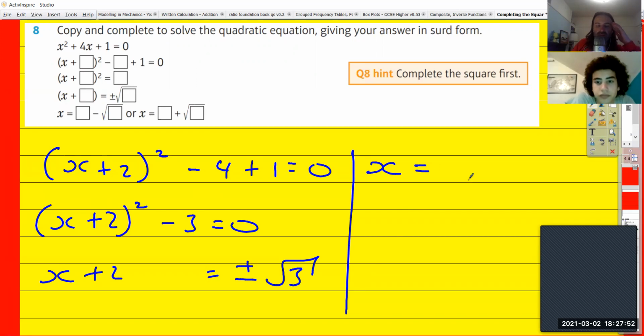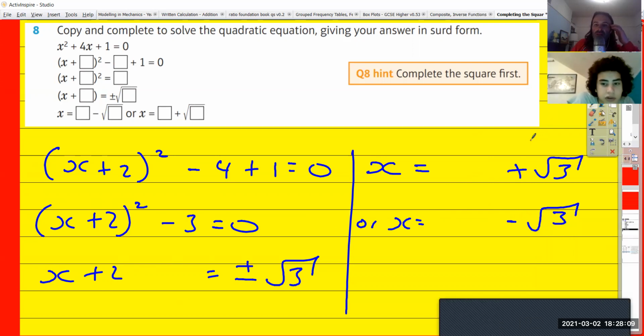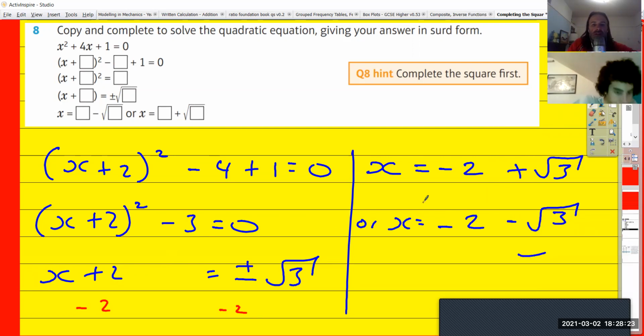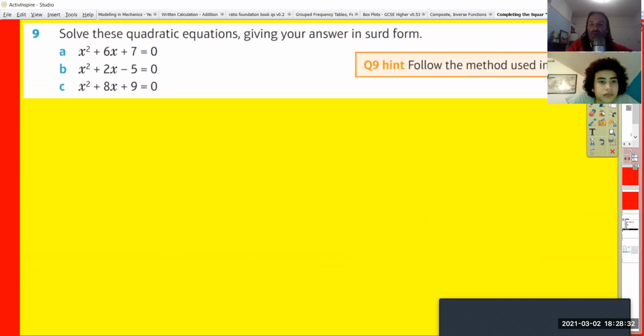Close. It's 2 on the left side. X equals 2 minus root 3. It's 2 on the left side. How'd you bring it to the other side? Take away 2. Yeah. And so x equals? X equals minus 2 plus root 3, or x equals minus 2 minus root 3. Hold on. We're getting there. That's it. Let's see. They wanted it in third form. Yep. Okay.